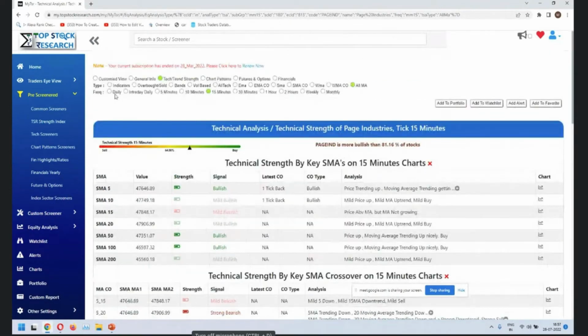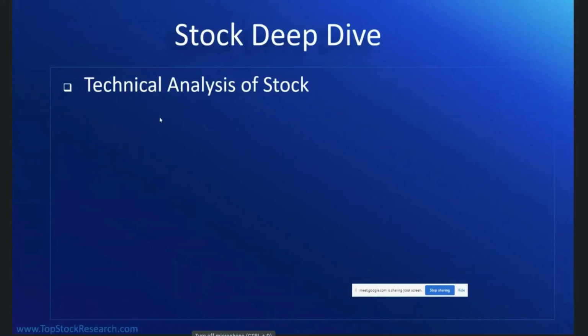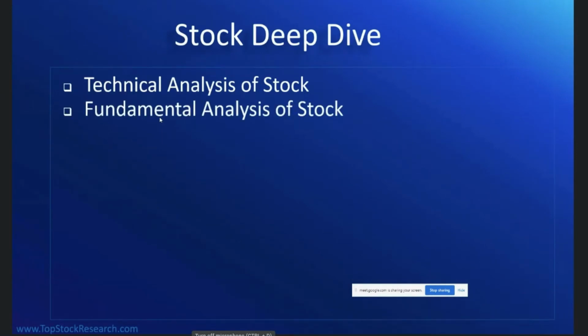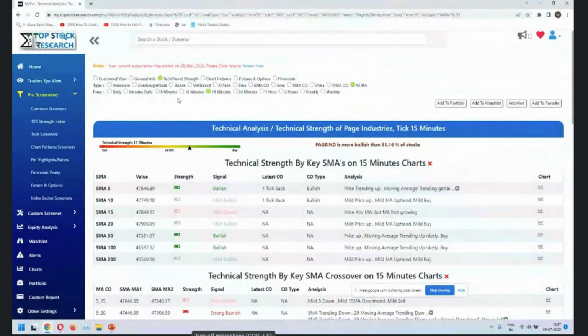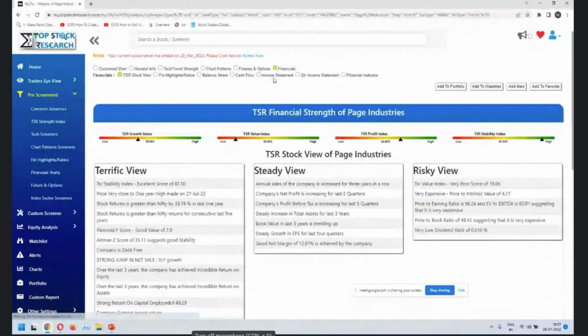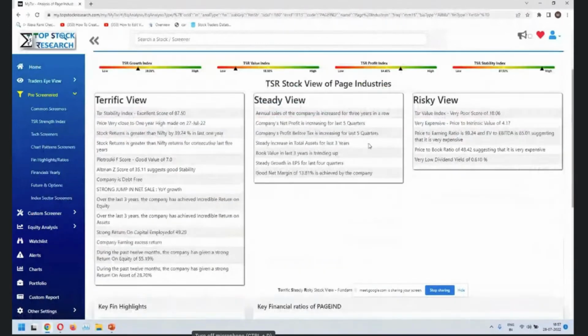The options that you have is you can change any of the tickers here, right? So we'll leave it to you guys to look at that later. The next topic is fundamental analysis. Similar to technical analysis, when you click on the financials, what you get is the fundamental analysis page.